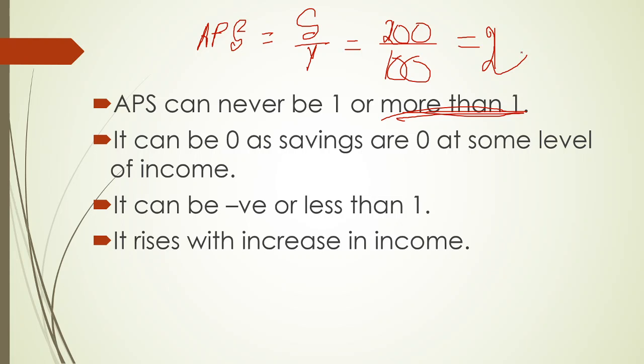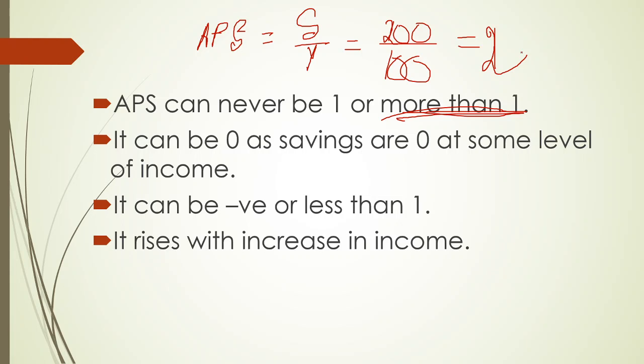Next, APS can be zero, as saving is zero at some level of income. APC cannot be zero because consumption cannot be zero. But APS can be zero because saving can be zero at some level of income.